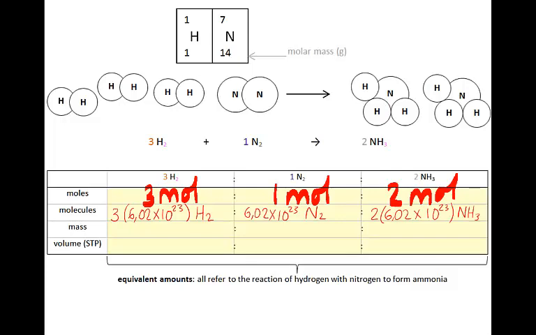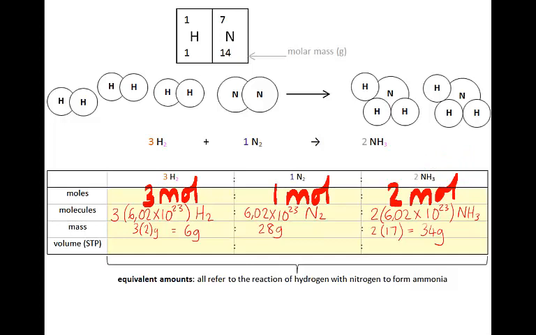Mass. We ask ourselves, what's the mass of 3 moles of hydrogen? Each mole of hydrogen has a mass of 2 grams, so 3 moles has a mass of 3 times 2 grams. 6 grams of hydrogen is the mass of 3 moles of hydrogen. What is the mass of 1 mole of N2? N's molar mass is 14, so N2's molar mass is 28. What is the mass of 2 moles of NH3? 1 mole of NH3 has a mass of 14 for the N and 3 times 1 for the H, which makes 17. 2 times 17 is 34 grams. 2 moles of ammonia have a mass of 34 grams.